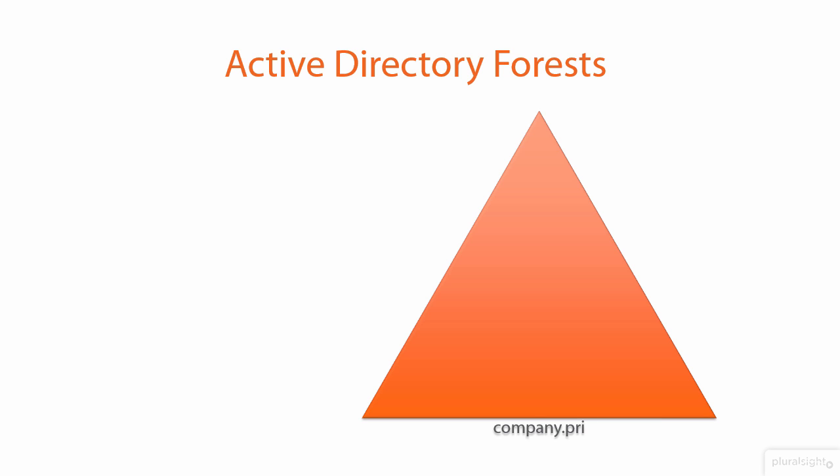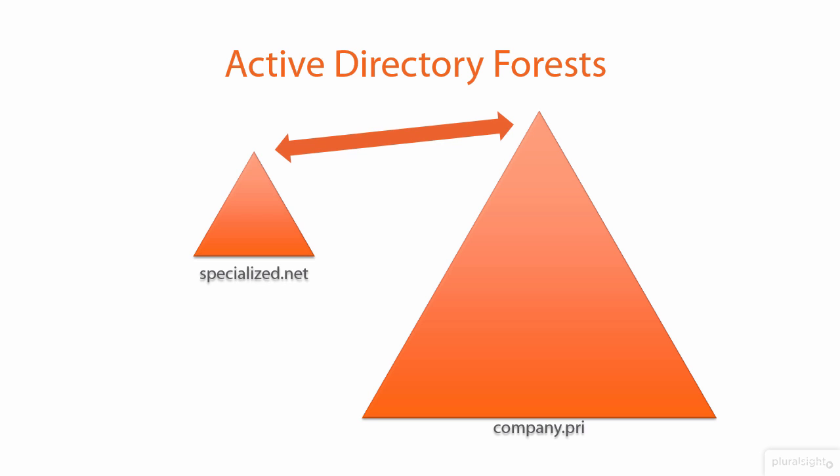Let's assume here that I have my company.pri domain and forest here, so single forest, single domain, and I need to attach to some other company. So maybe that's the specialized.net domain and forest. Maybe we acquired them. Maybe they've been brought out underneath our organization and we need to take them under our wing for one reason or another.